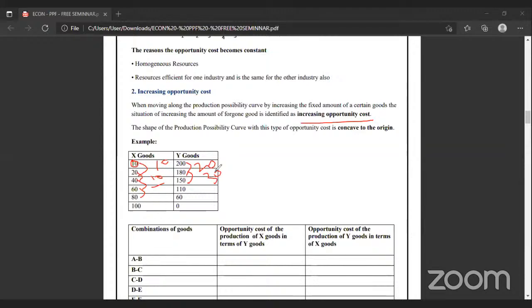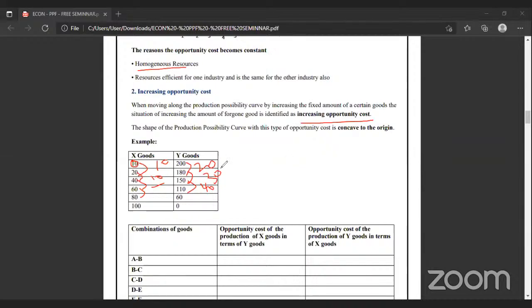This type of opportunity cost only is available. When they are going to increase another 10 X goods, how much are they sacrificing in Y? 40. You know why? There is a reason. Because here we said resources are homogeneous. Because in a real world example, resources are heterogeneous. That means non-homogeneous.